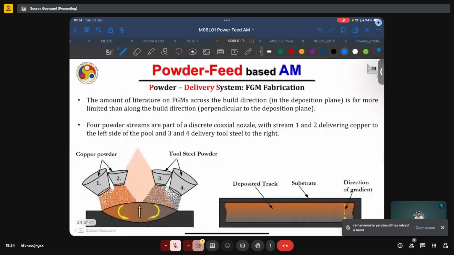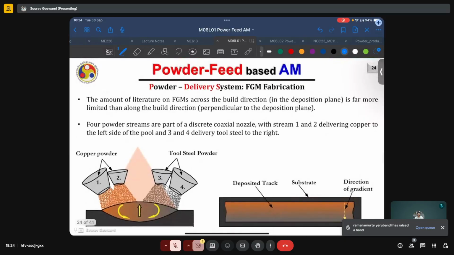Because of the use of these discrete coaxial nozzles, we have now multiple nozzles through which we can deliver powder, and not all of those nozzles need to deliver the same alloy. As in, we can have different alloys or different metals coming from the different nozzles, which can help us in producing FGMs or functionally graded materials.